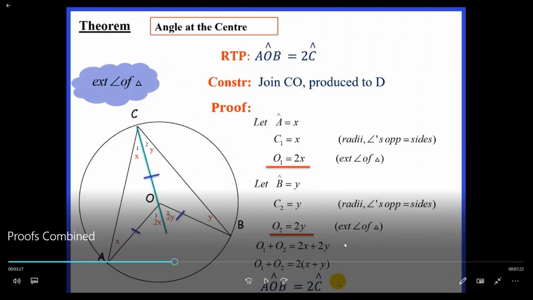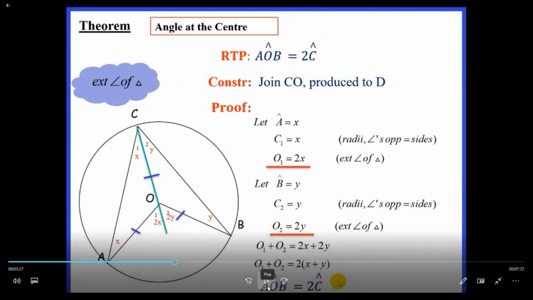All right. So remember, our first theorem is stating that the angle at the center AOB is twice angle at the circumference, which is C. So I used a very simple technique, which was an X and Y technique. And remember, the crucial thing we're using here is exterior angle of a triangle. So that is our first theorem we've done today. 1 out of 4.